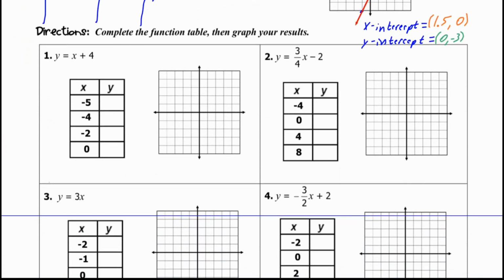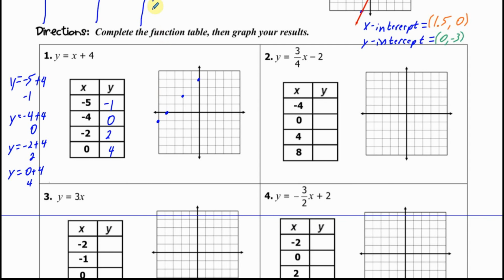I'm going to pause for a moment, and I would like for you guys to complete this table, the one for number 1, y equals x plus 4. Complete the table, and then we'll be back. Okay, let's see how you did. You can see over here when I plugged in -5, I got -1. So I fill in my table. When I plug in -4, I get 0. -2, I get 2. 0, I get 4. So I have my table here. And now I'm going to give you guys a moment, paper, pencil, just do a quick sketch of your graph of those 4 points.